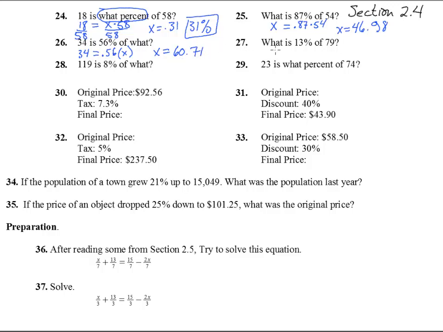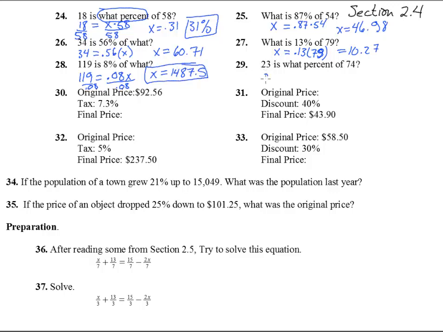Number 27. What is 13%, that's 0.13, of 79? 0.13 times 79, punch that in the calculator, and you get 10.27. 119 is 8%, that's 0.08. Make sure you move it 2 decimal places. Of what? Now this tells us exactly what to do. Divide by 0.08, divide by 0.08, and we get x equals 1,487.5.